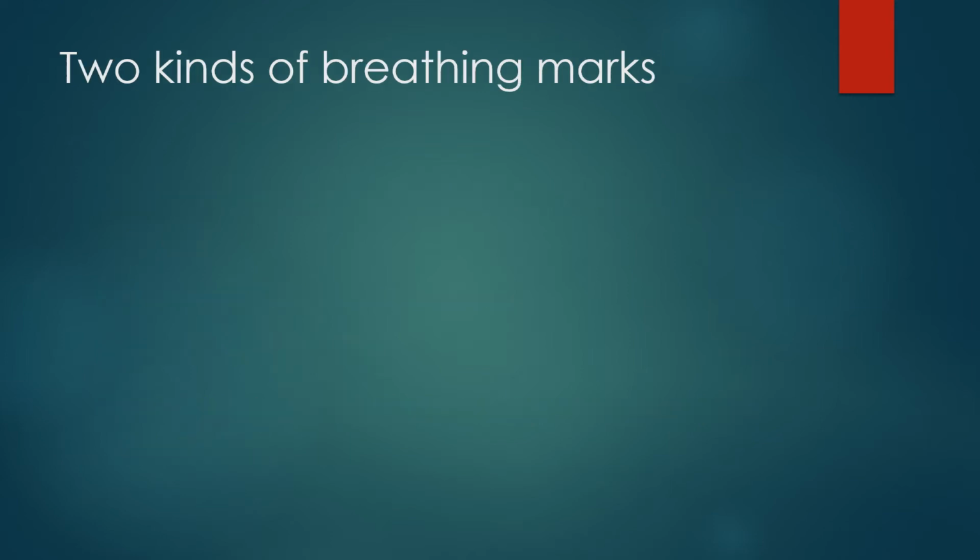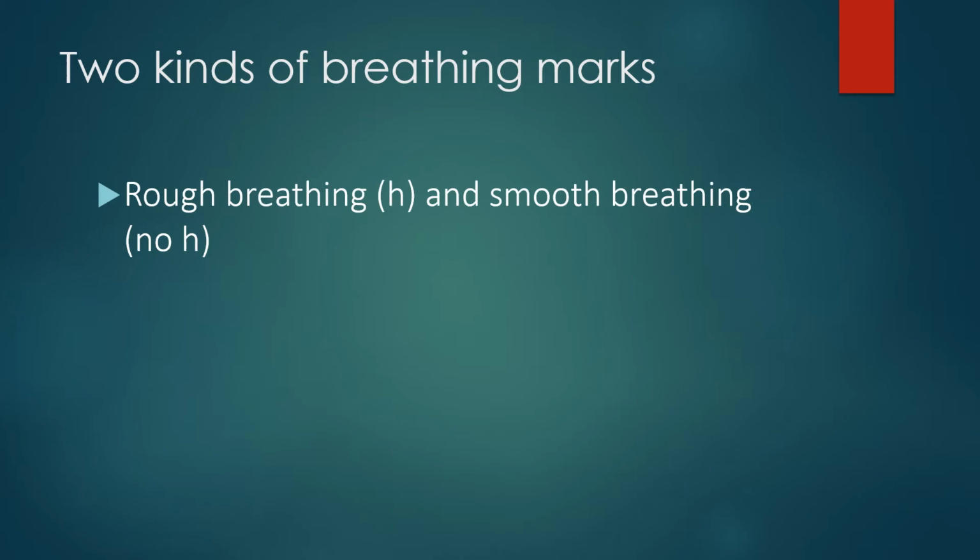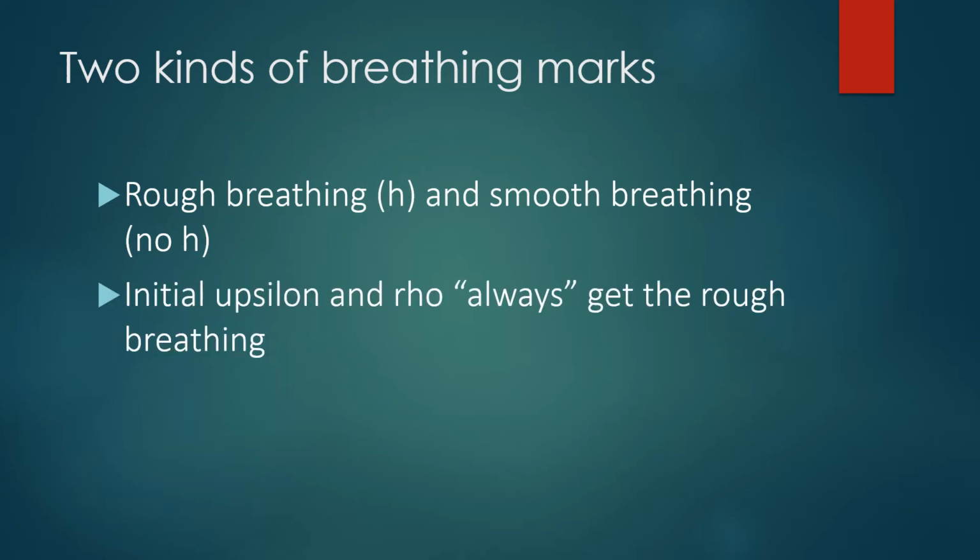In addition to our three accent marks, or pitch marks, we have two breathing marks. And this tells us to H or not to H. There's a rough breathing mark and a smooth breathing mark. With rough, you get an H, and with smooth, no H. An important note is in words initial upsilon and rho always get the rough breathing. And I'll tell you why this always is in quotes in a second.